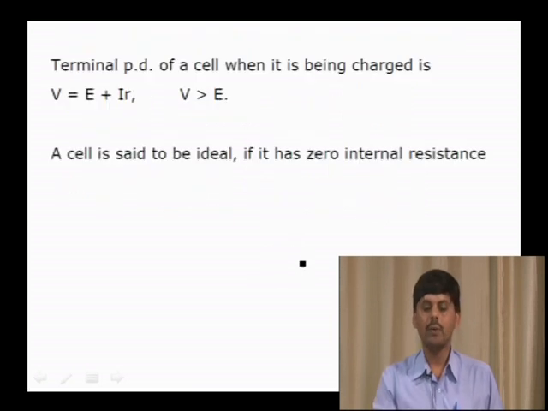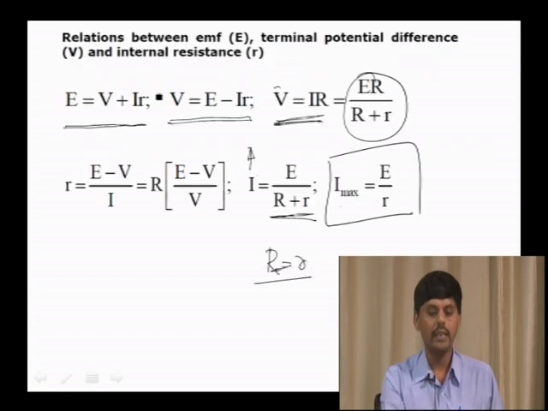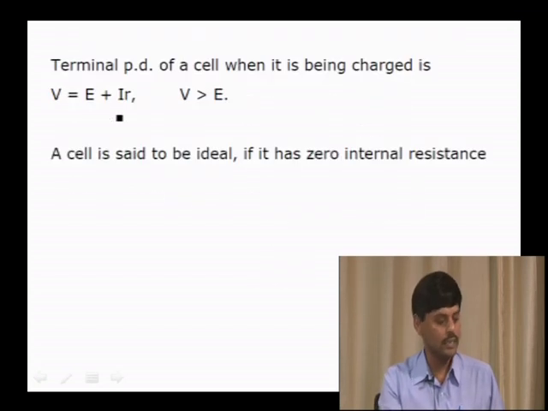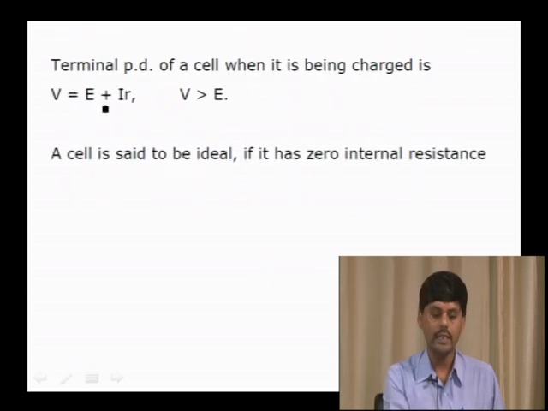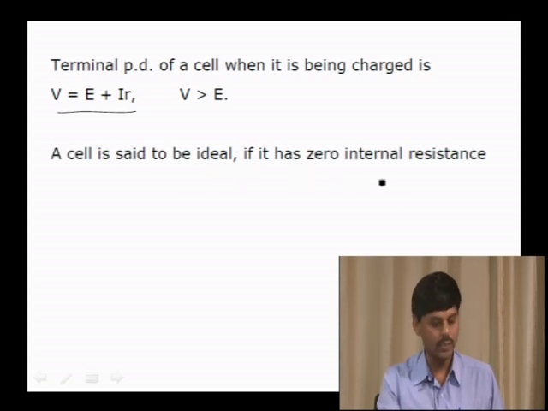Now, the terminal potential difference during charging. I explained discharging; now it is charging. We are going to charge the cell. Now it becomes V = E + Ir. In this case, V is greater than E. A cell is said to be ideal if it has zero internal resistance.